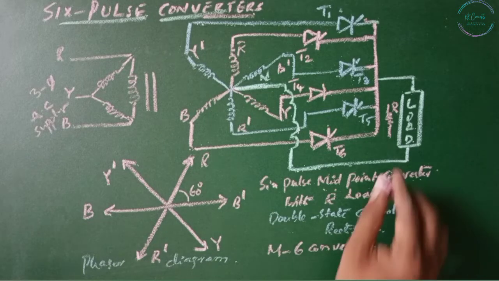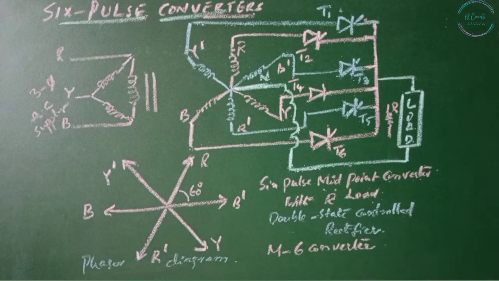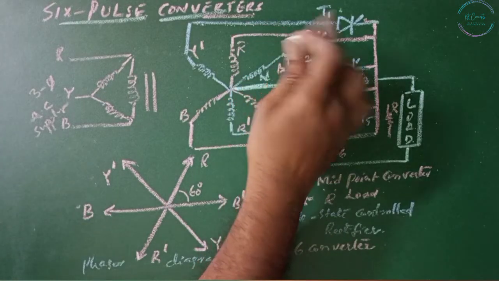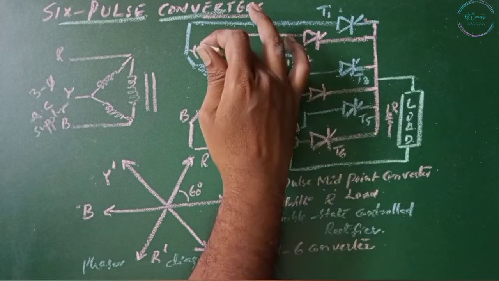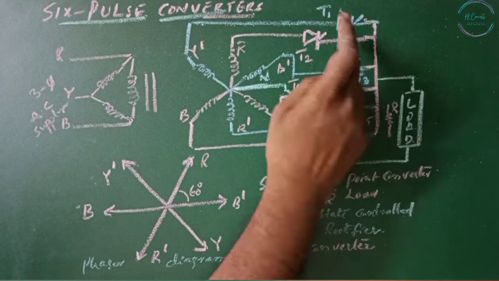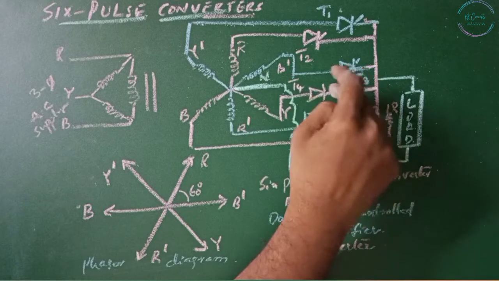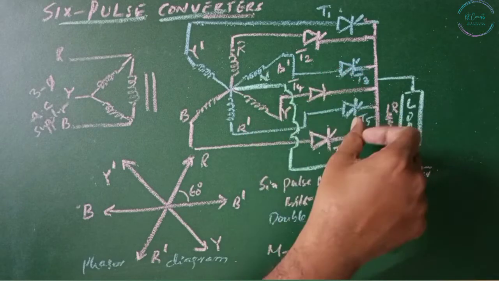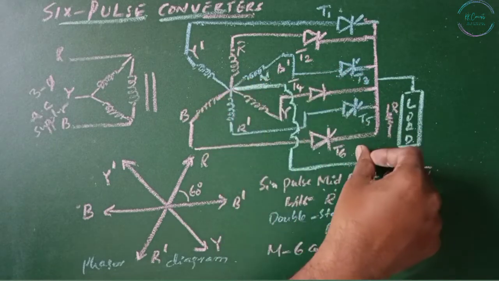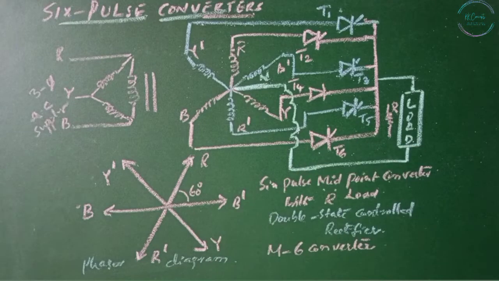Now here we have assumed that the load is resistive R. If the R phase is positive, then T2 can turn on. If Y1 phase is positive, T1 can turn on, since T1 is forward biased. If Y is positive, T4 can turn on. If R dash is positive, T5 can turn on. If B is positive, T6 can turn on. These thyristors are forward biased when the supply connected to them is positive.